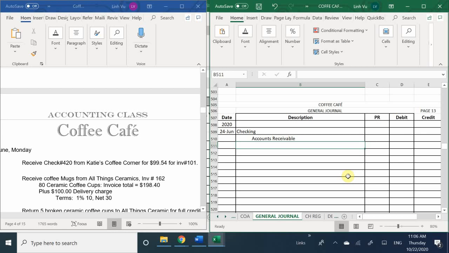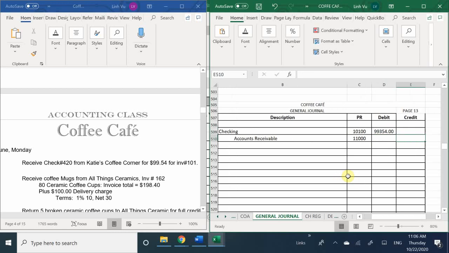Okay. And my account numbers are: accounts receivable is 11,000, checking 10,100. And how much am I receiving this check for? $99.54. I forgot my decimal, it didn't go through. That would make it positive on our balance. 99.54.